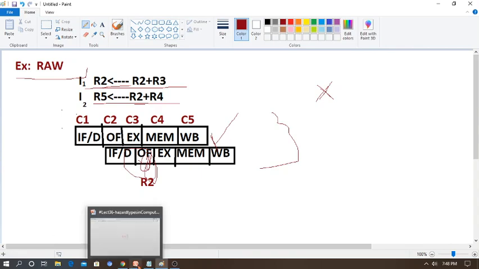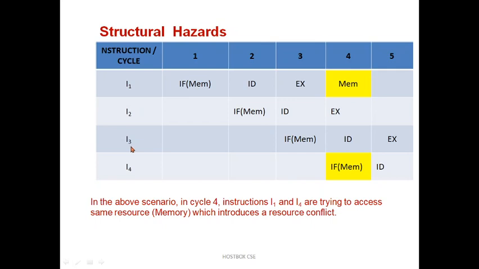Let's go back to the PPT. Now we see the structural hazard. Just now I told you, more than two instructions or multiple instructions want to access the same data, the same resource. Let's assume we have instructions I1, I2, I3, I4 and clock cycles 1, 2, 3, 4, 5. Let's assume that you have 5 phases: instruction fetch, decode, execution, memory and so on.